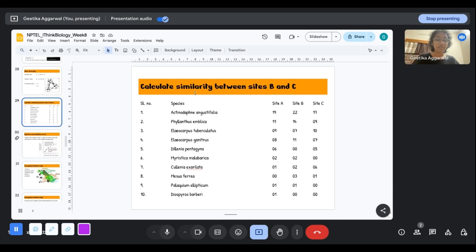In site B, we have 1, 2, 3, 4, 5, 6, 7, 8. Right? We have 8 species in site B, and in site C we have 1, 2, 3, 4, 5, 6, 7. Right? We have 7 species in site C, and since we are only comparing site B and site C, let's see how many common species we have in these two areas.